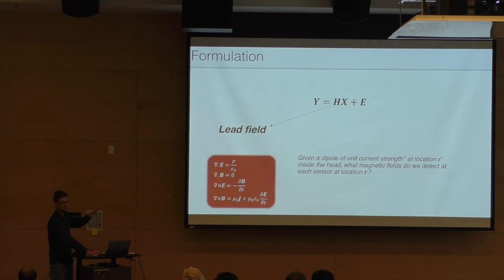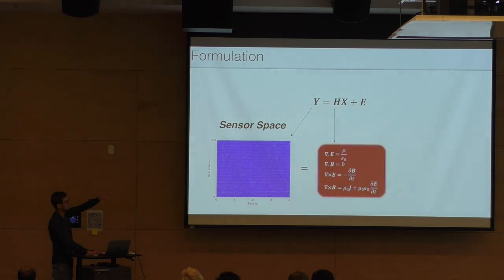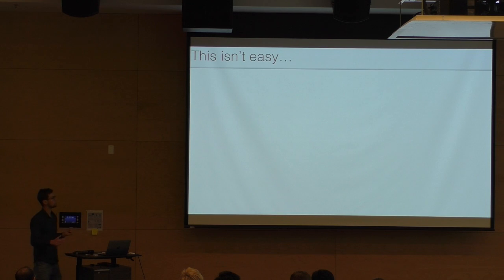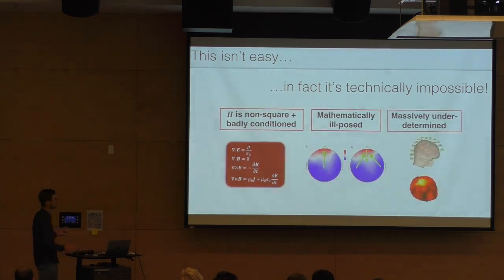Just some terminology, because I'm going to mention this a few times. We formulate this with a lead field, which describes the current mapping from inside the brain to outside to the sensors, this matrix H. So we've got the sensor data, we've got the mapping, we need to go to source space. But this is actually pretty tricky, in fact impossible, technically speaking, for three reasons.